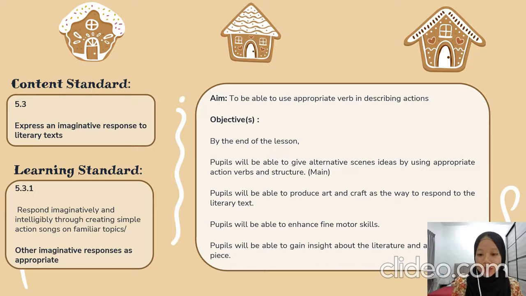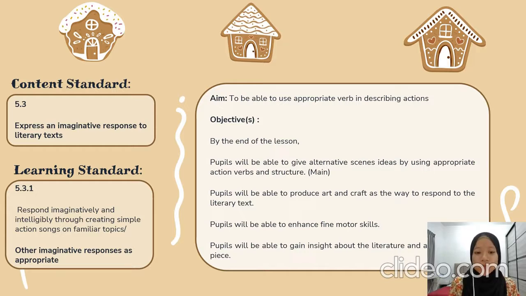Then the objectives of this activity. I have put several objectives, consisting of the main objective as well as additional objectives. The main objective basically reflects the aim: by the end of the lesson, pupils will be able to give alternative scene ideas by using appropriate action verbs and structures. The next one, pupils will be able to produce art and craft as a way to respond to the literary text, which also reflects the learning standard.